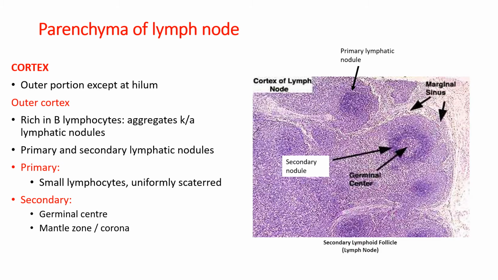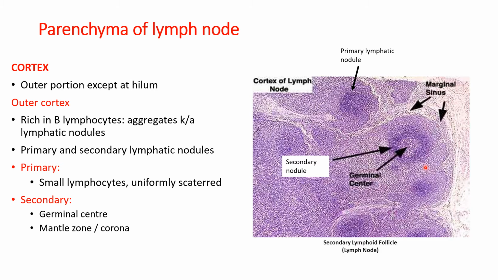Now let's discuss the parenchyma of the lymph node. The parenchyma of the lymph node, I have already told you, is divisible into an outer cortex and the inner medulla. Now the cortex is the outer portion of the lymph node. It is further divided into outer cortex and a deep cortex, also called the paracortex. The outer cortex forms the outer portion of the lymph node. It comprises dense masses of lymphatic tissue which are called the lymphatic nodules.